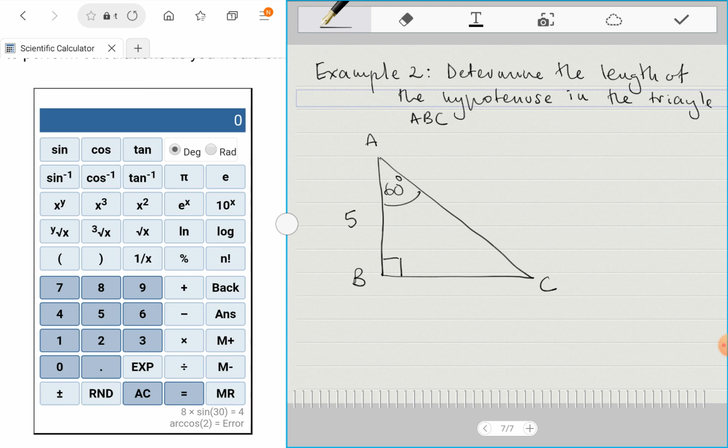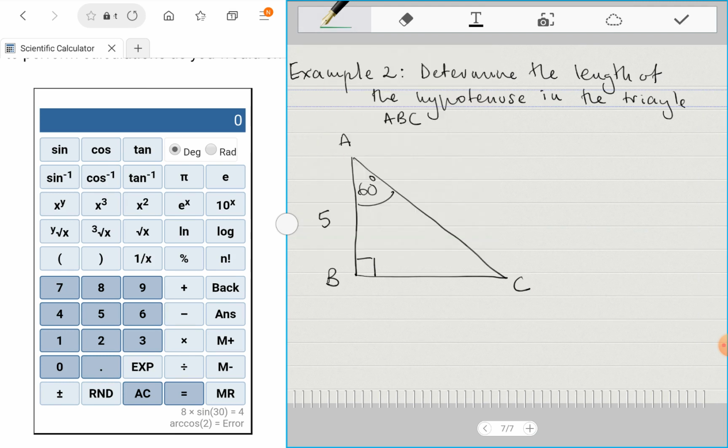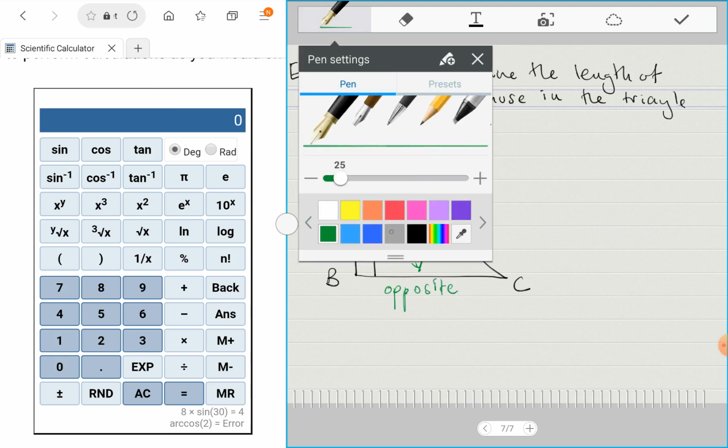All right, so the first thing we obviously want to do is label our triangle, okay. Let's start with the opposite, which is green, okay. So we go opposite from the angle that we've been given, okay. So opposite to that would be our opposite side. All right, I hope you're getting the hang of it now.